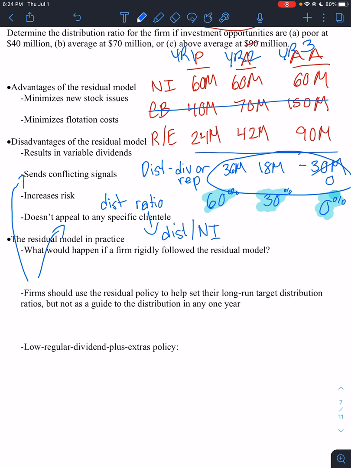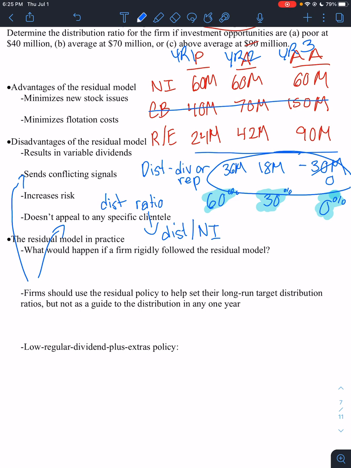So it says firms should use the residual policy to help them set their long-run target distribution ratios, but not as a guide to any single year by itself. You don't do this on a year-to-year basis. You do it on some type of rolling, like 5-year horizon, let's say. 5 years, again, is it a special number? No, it's just a nice number. Sometimes 3 seems too few, 10 seems too long kind of thing.